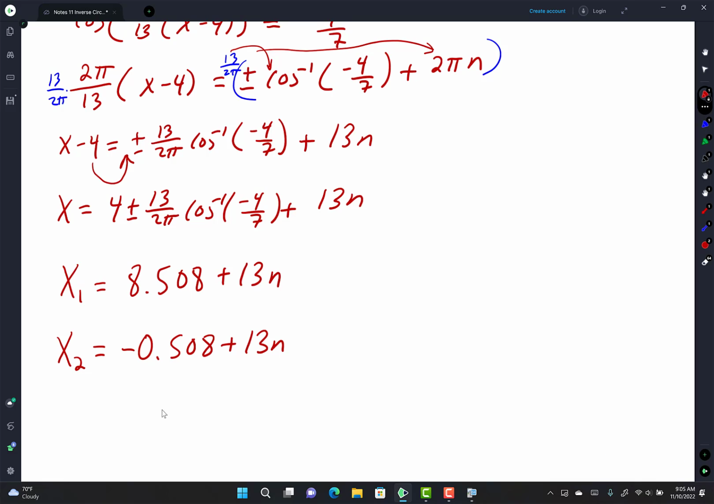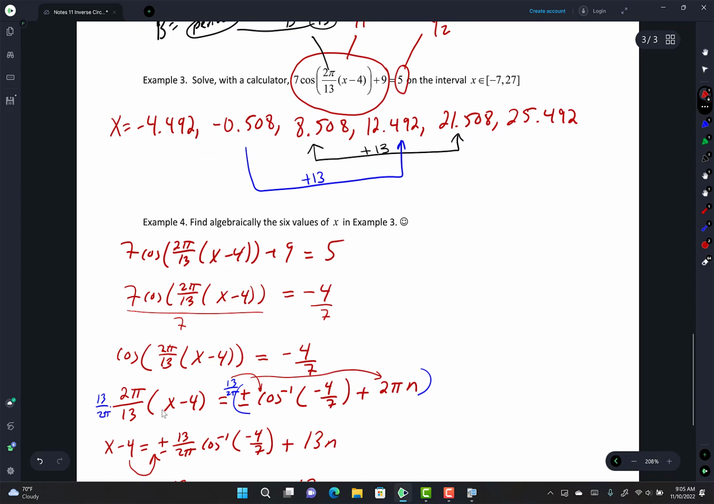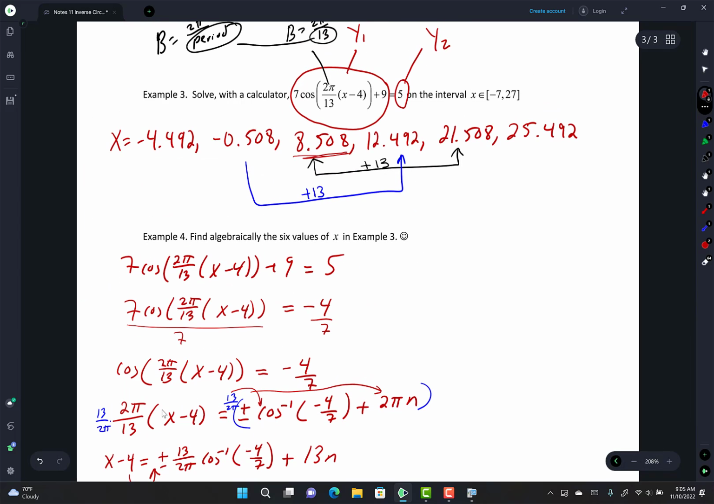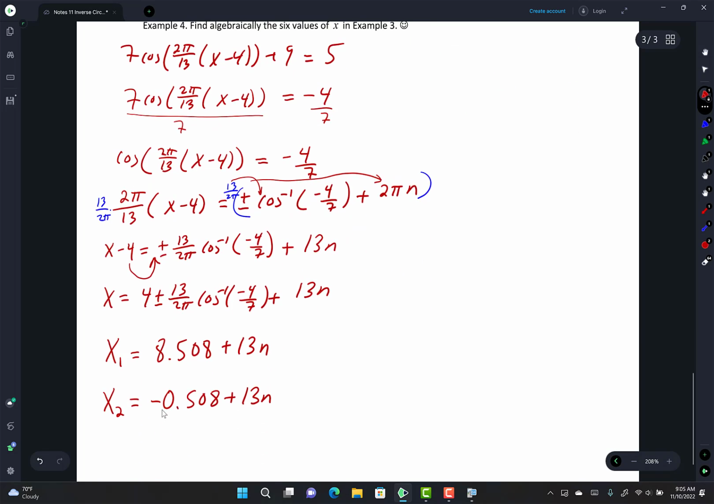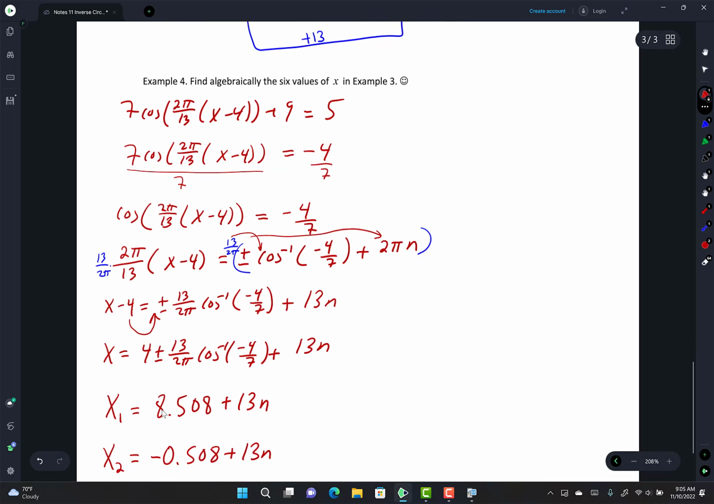I want you to notice that 8.508 was one of our answers. Look at that, right there. And when I add 13, I got the other answers. I want you to notice that negative 0.508 was this one right here. Isn't that cool? So let's find our answers with this, guys.